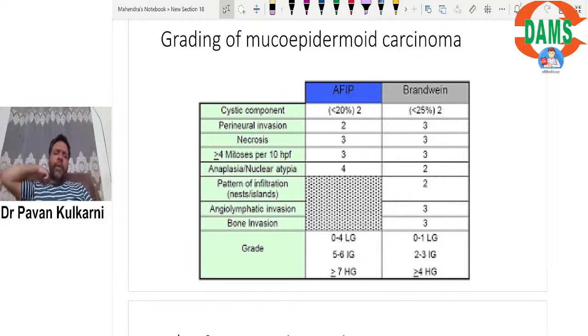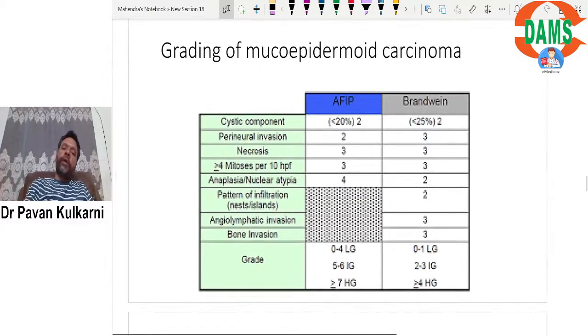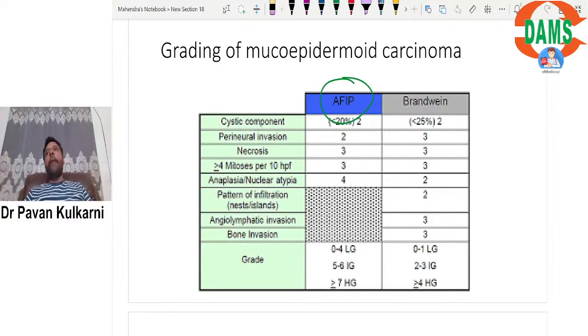This mucoepidermoid carcinoma has been actually graded by one of the important institutes here called AFIP, Armed Forces Institute of Pathology. They told that you have to see these things.